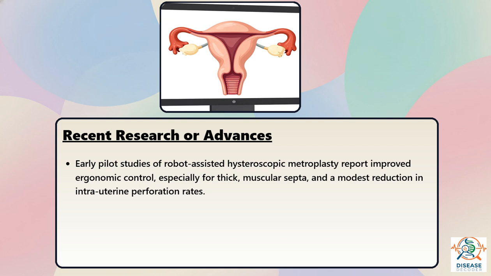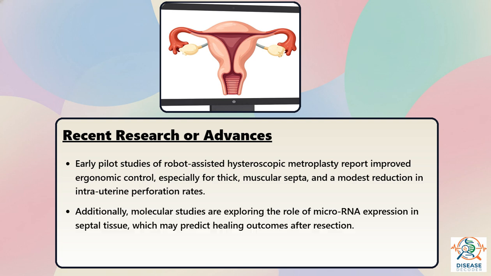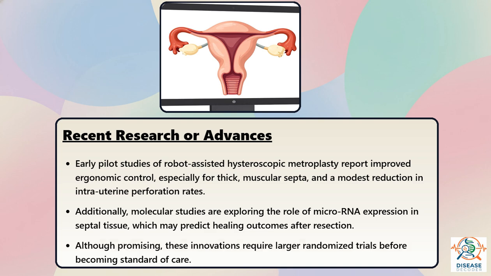Early pilot studies of robot-assisted hysteroscopic metroplasty report improved ergonomic control, especially for thick, muscular septa, and a modest reduction in intrauterine perforation rates. Additionally, molecular studies are exploring the role of microRNA expression in septal tissue, which may predict healing outcomes after resection. Although promising, these innovations require larger randomized trials before becoming standard of care.